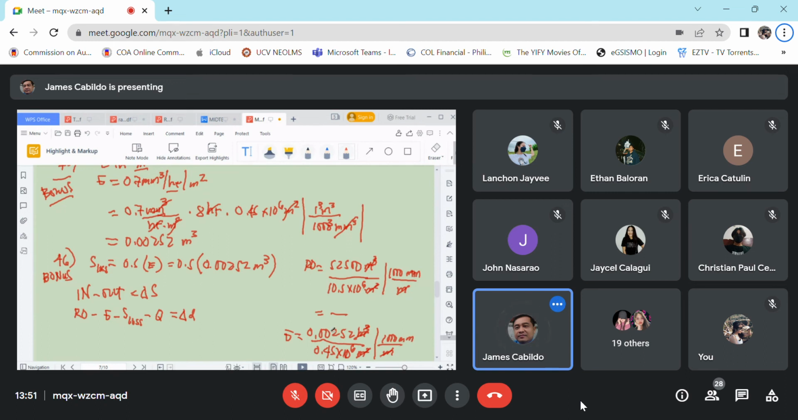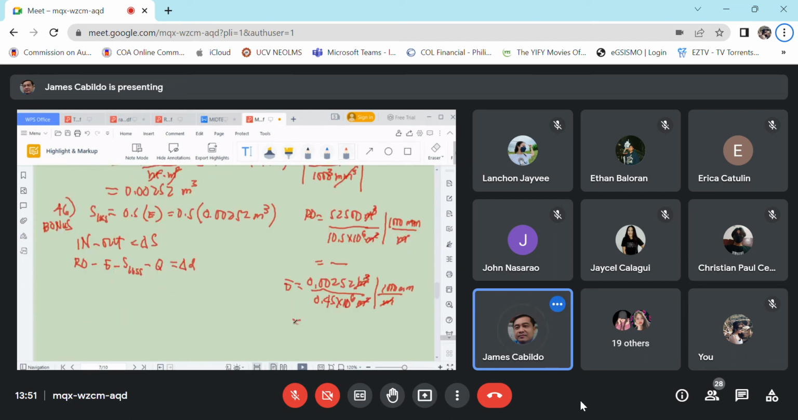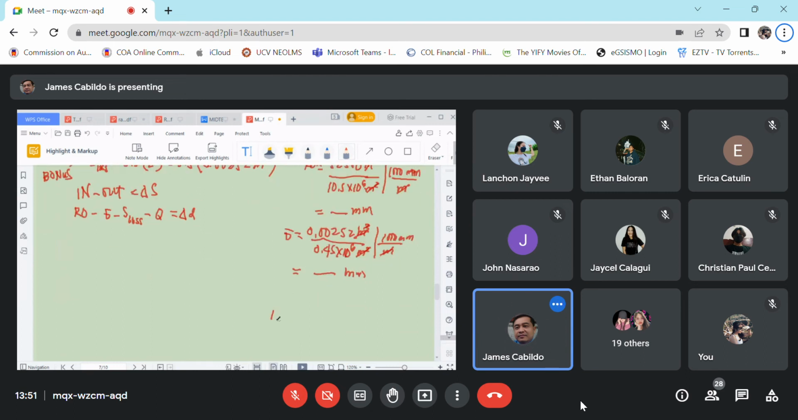Again, another mm. Mm din ito. Tapos yung isa, yung Q. Yung Q or RO out, no? Yung Q natin which is 1 cubic meter per second. So ano ang kailangan natin gawin doon? So yung Q, runoff out, 1 cubic meter per second.